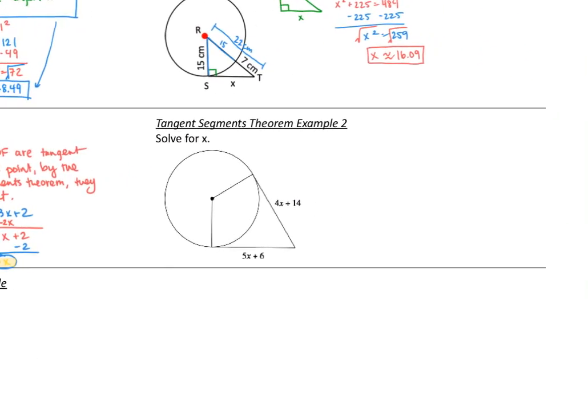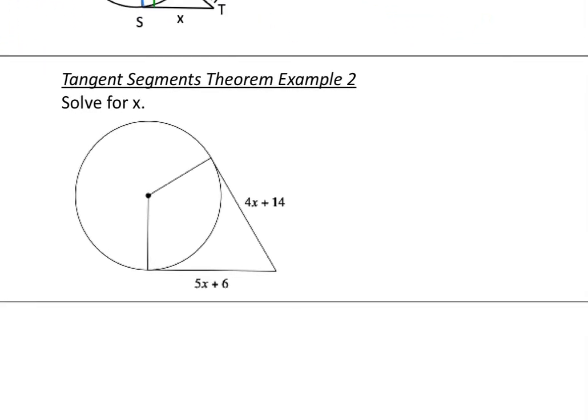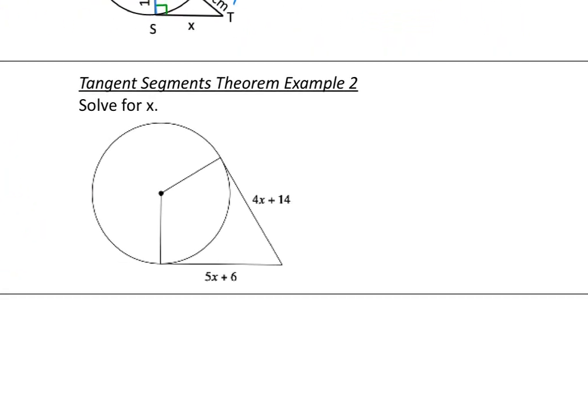All right, let's look at the second example. Again, I'm not going to write my explanation twice, since I already wrote it, so you don't have to write it again. We're just going to apply the tangent segments theorem. The tangent segments theorem states that when we have two lines tangent from the same point, those two lines are congruent, which means we can set them equal to each other. So 4x plus 14 equals 5x plus 6, and then we're just going to solve for x.